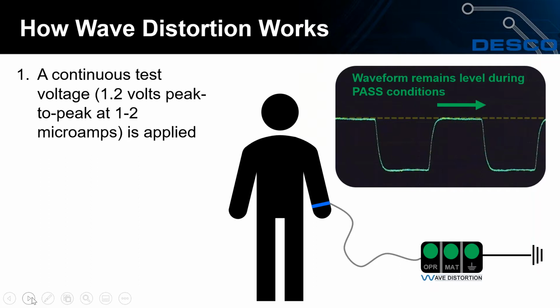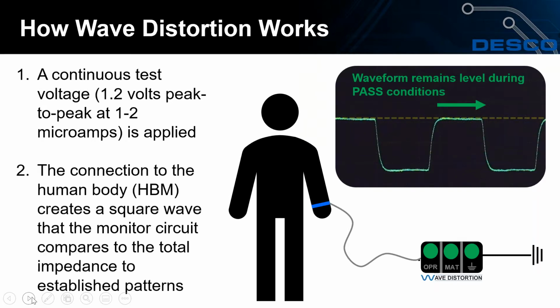The way all monitors work is that you apply a test voltage to the body. That test voltage measures whatever's on the end of that wrist strap. Could be an impedance, could be a resistance, whatever, and it sends that test signal back and lets you know whether you have a good or a bad reading. When everything's good with wave distortion technology, we have this square or flat wave on the top. You can see the dotted line there and that square wave touching that line. This shows that we've got a good connection to the human body right now.